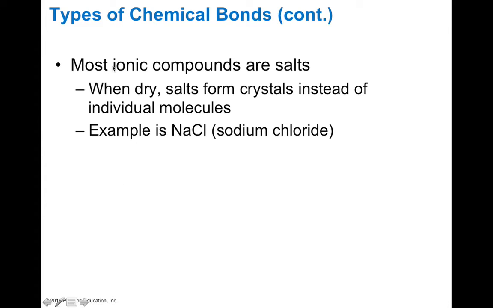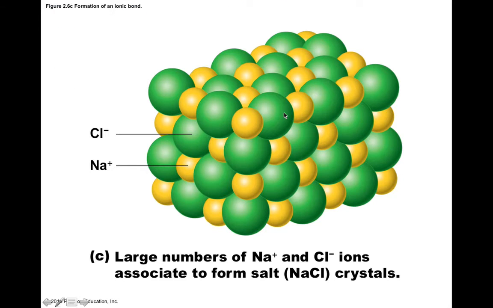Now, most ionic compounds are actually salts. So when they're dry, these salts form crystals. An example is sodium chloride, and sodium chloride is basically table salt, and it forms a sort of crystalline lattice structure where you see a lot of negatively charged chlorine atoms and positively charged sodium atoms, and they all kind of aggregate together almost like a bucket of magnets that all just sort of stick together.